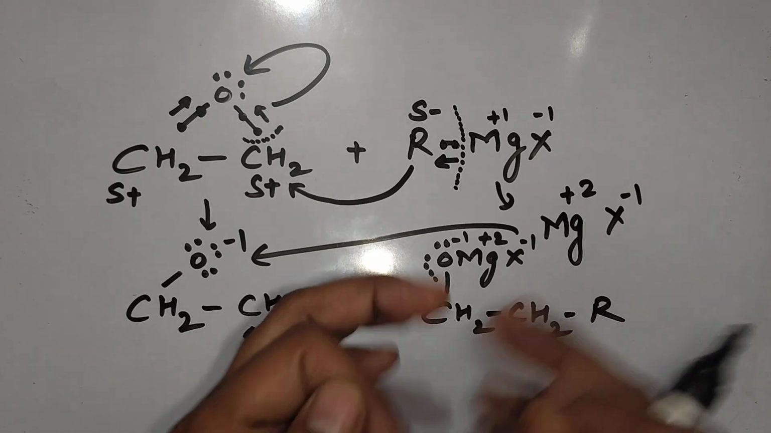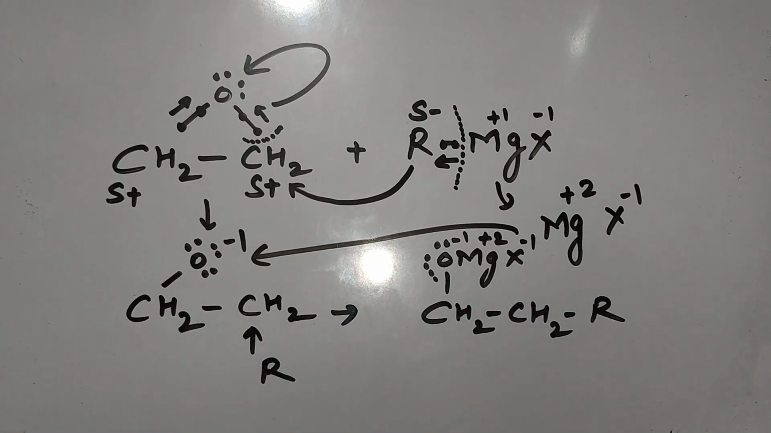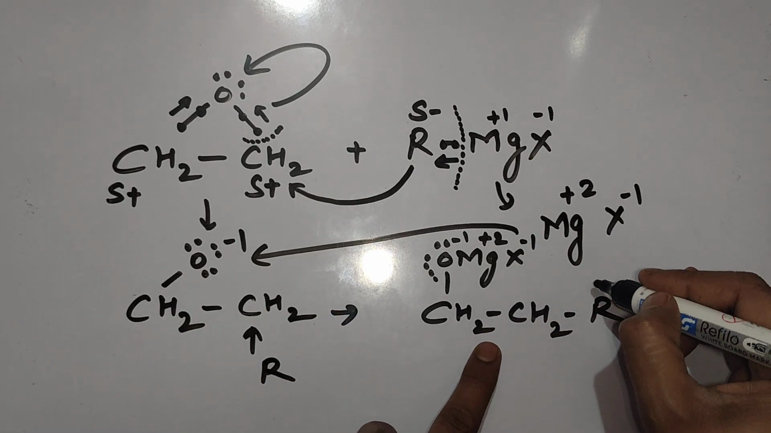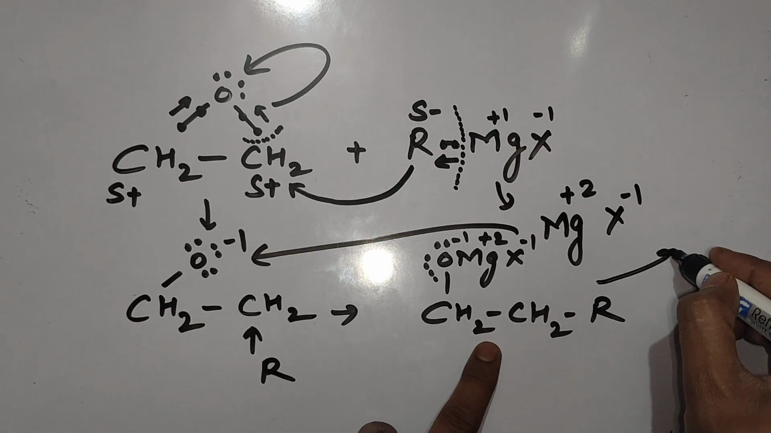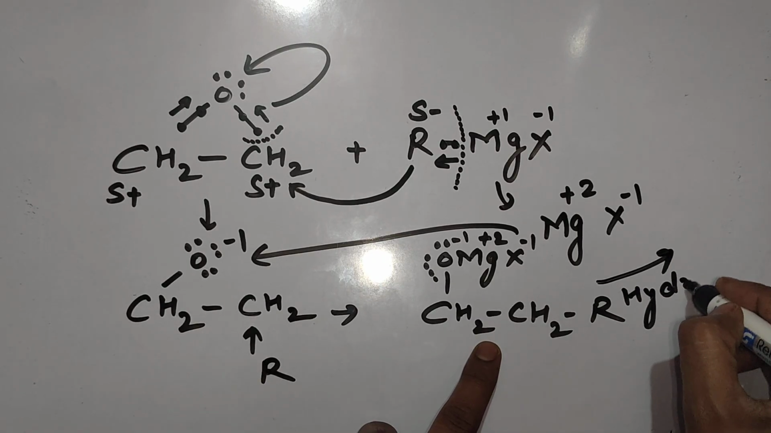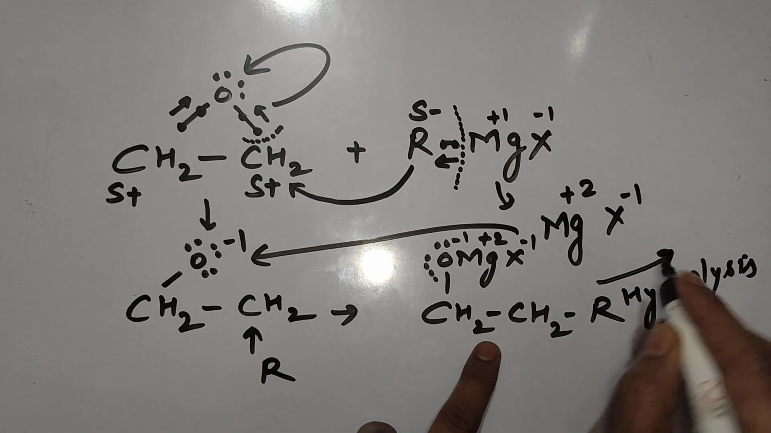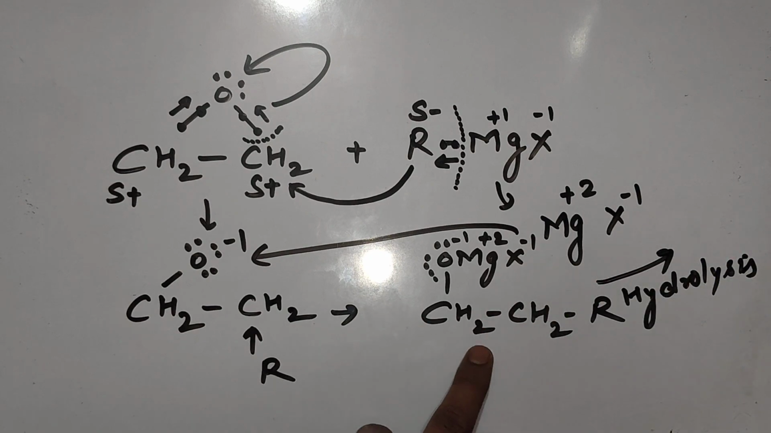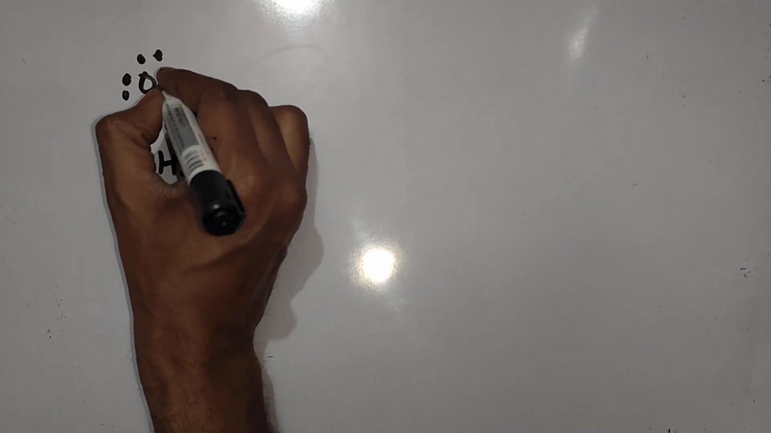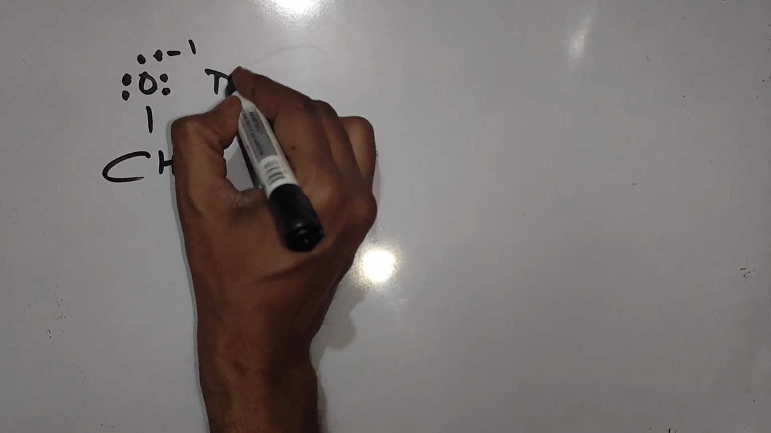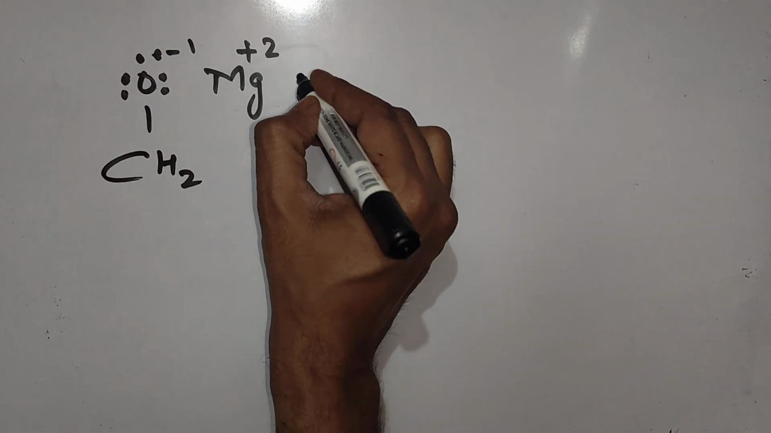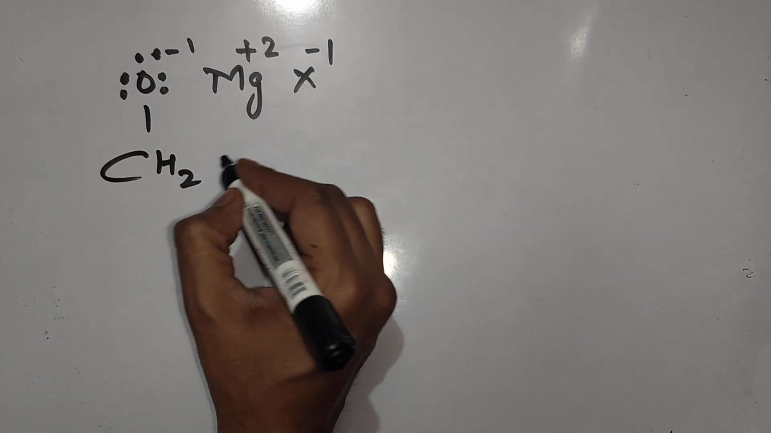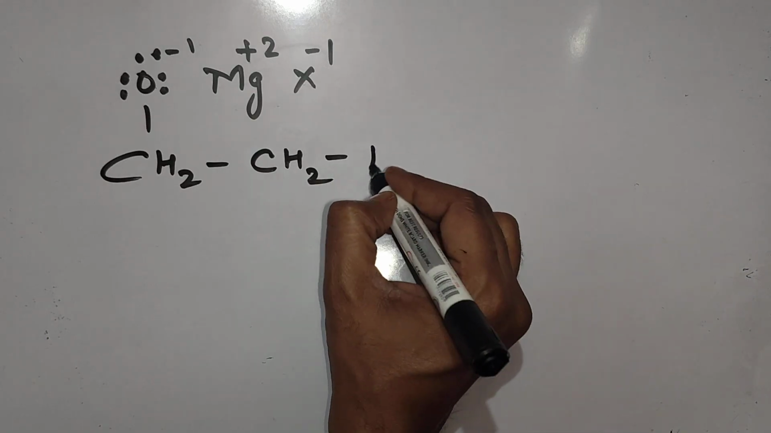So is it an alcohol? No, still we have to make the alcohol. Second step, hydrolysis. We will apply hydrolysis on this product and we will get alcohol. Let's check. The product is this: CH2, oxygen with 3 lone pairs and a negative charge, Mg plus 2, X minus 1, CH2, R.